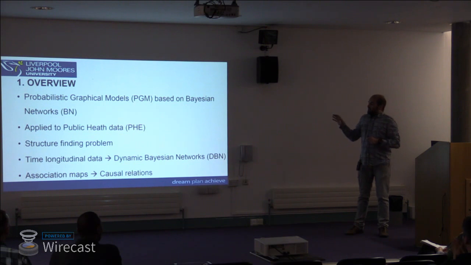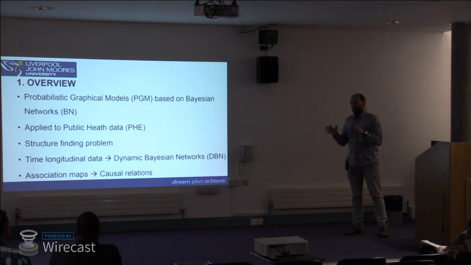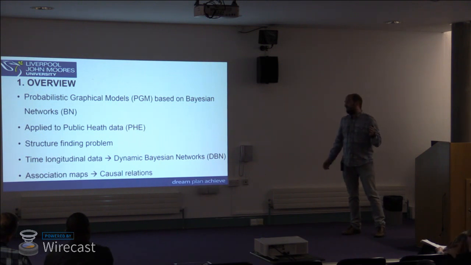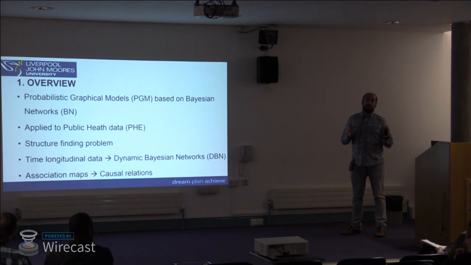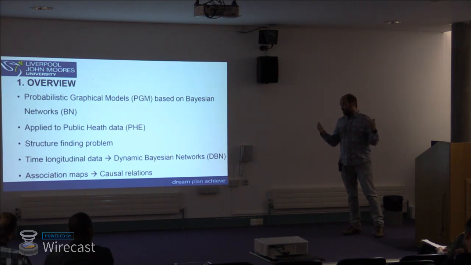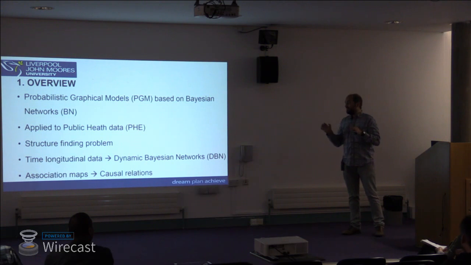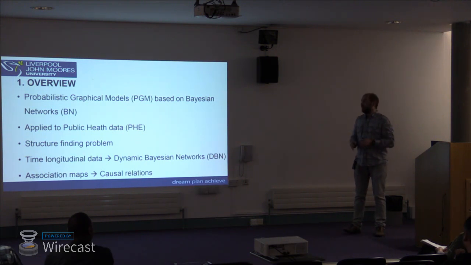Another problem is longitudinal data, that is when our data depends on time. We have several years and we want to build a graph that spans different times. To solve that, we want to use dynamic Bayesian networks. And the last problem of the PhD is causal reasoning. The graph we find implies independence maps, meaning that two variables are related, but that doesn't mean that the relation is causal. So we need to tackle that problem by making some assumptions to find causal relations in those graphs.